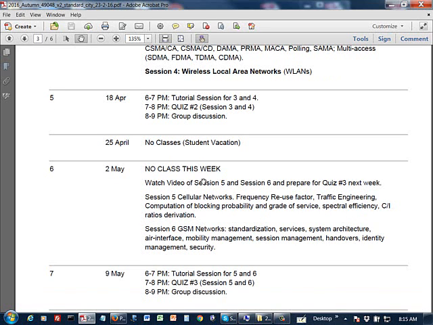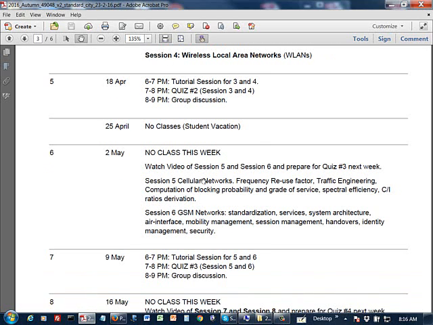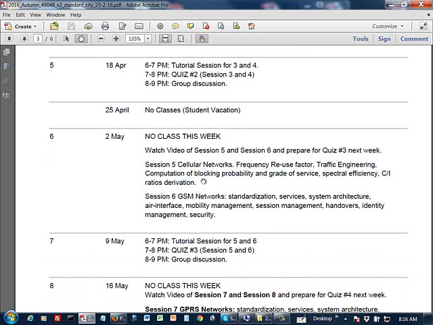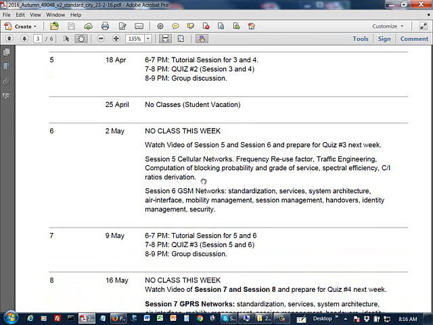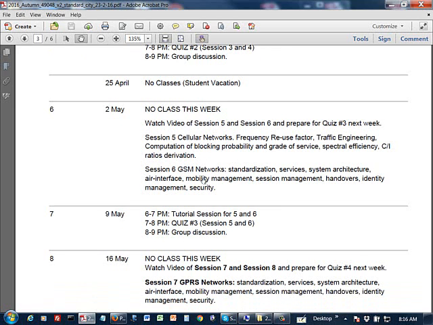Now the following week is referred to as student vacation week, so there are no classes during this week, and the week after that, which corresponds to session 6, is when again we won't have a class on this day, but this is the time for you to go through session 5 and session 6 and prepare for quiz number 3, which is going to be held on the following week.